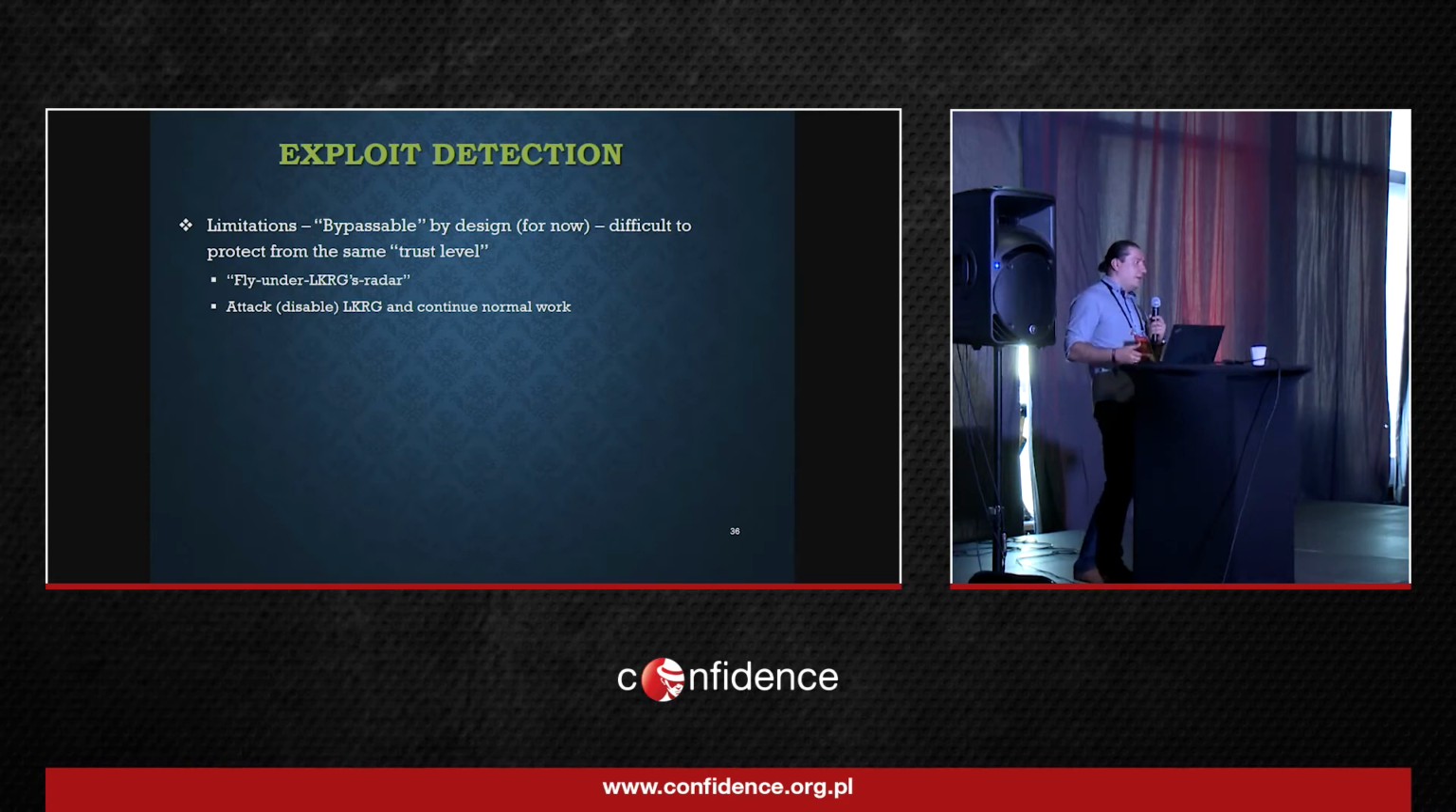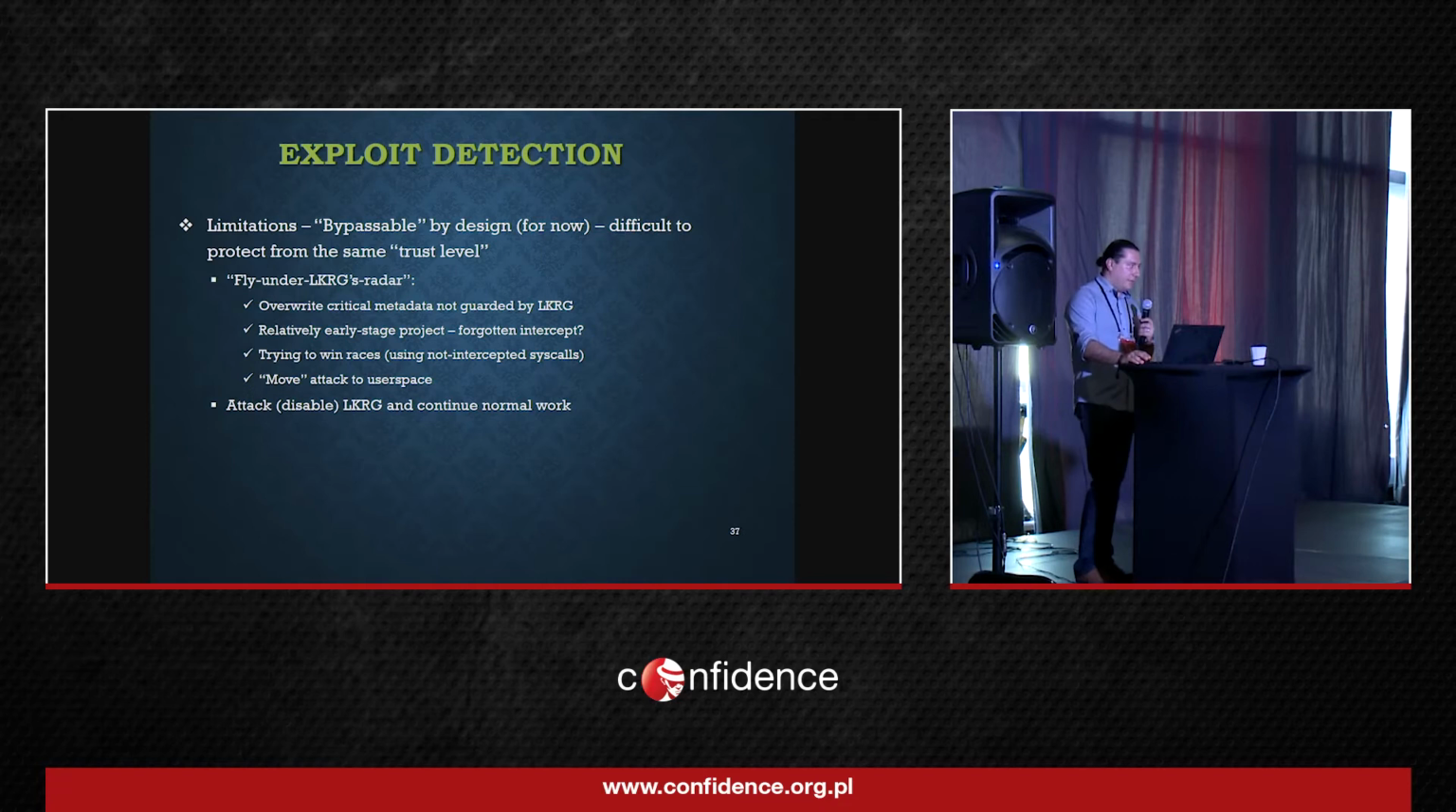First of all, you can fly under LKRG's radar. And second of all, you can attack LKRG itself and continue the normal work. So for the first bucket of attacks, there is the following one, which is obvious to spot. First of all, you can overwrite critical metadata which is not guarded by LKRG, because you don't always need full root shell access when you attack. Maybe you just want to steal some memory data, or leak the data, and you don't overwrite anything. Maybe you just want to overwrite one special flag in some random structure, which is not critical from the task perspective as an attribute, so it's not guarded. So this is the first type of attack.